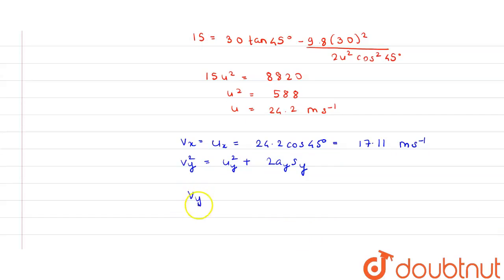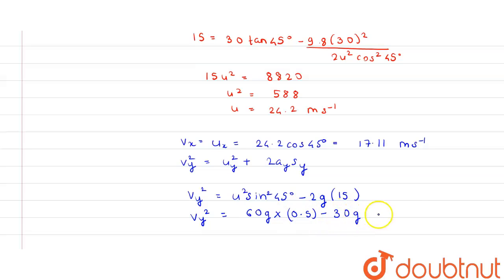Also we have the equation Vy square equal to Uy square plus 2 ay sy. This implies Vy square equals u square sine square 45 degrees, the vertical component of velocity, plus, in this case minus, as ay will be minus g, 2 g into sy, which is 15, the vertical displacement. So we get Vy square equal to 60g into 0.5 minus 30g.